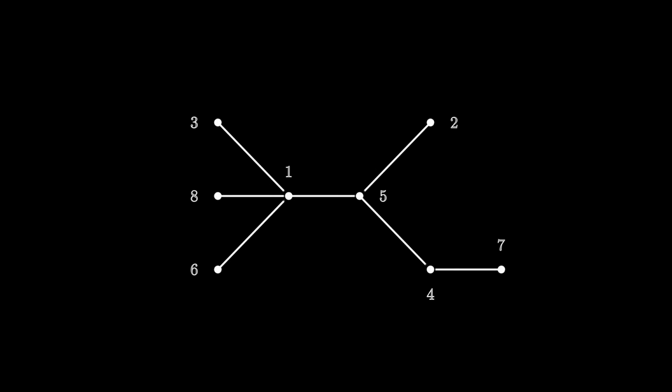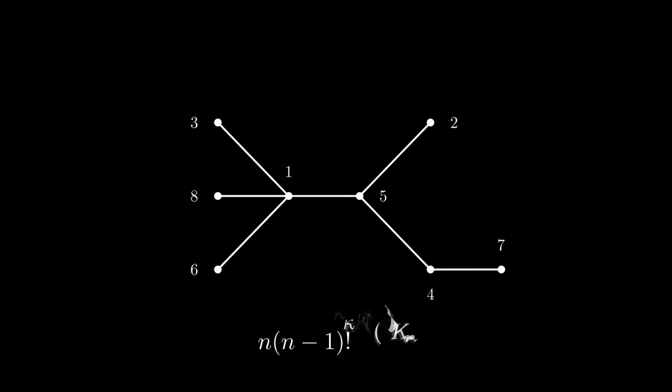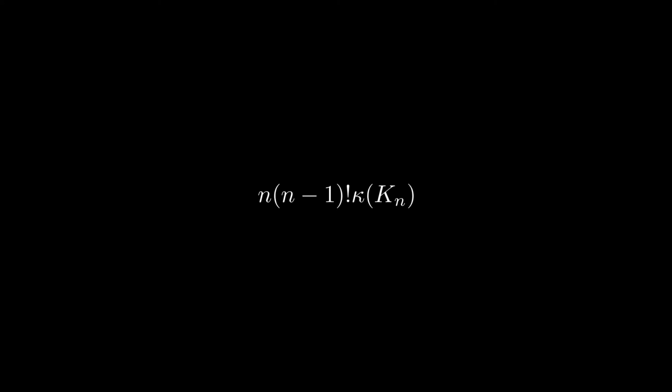First, counting. The simplest way to count the number of parts is with the number of spanning trees. We can pick n different roots as there are n vertices, and there are (n-1)! ways to label the edges for every tree. Therefore, the number of parts is n times (n-1)! times κ(Kn), where κ(Kn) is the number of spanning trees of the complete graph with n vertices.